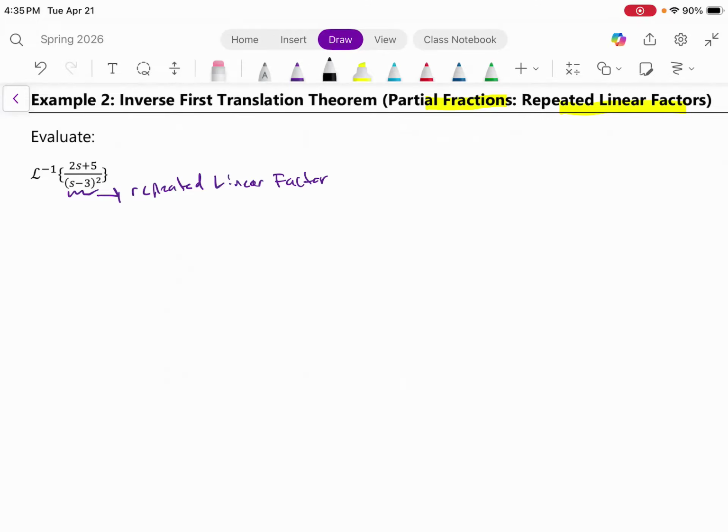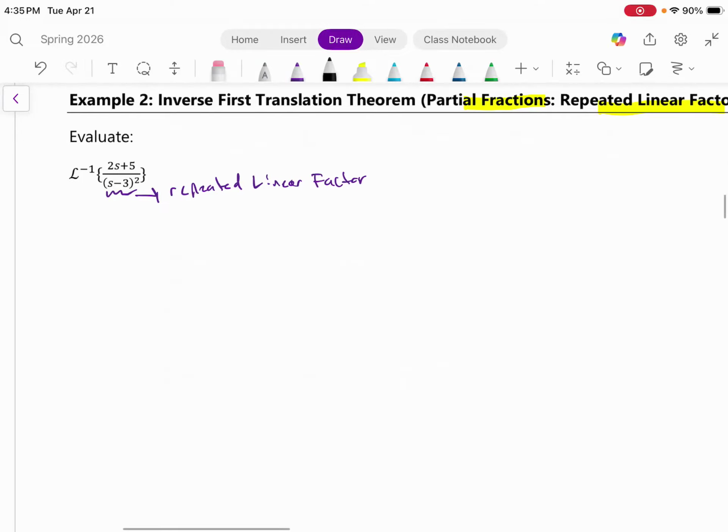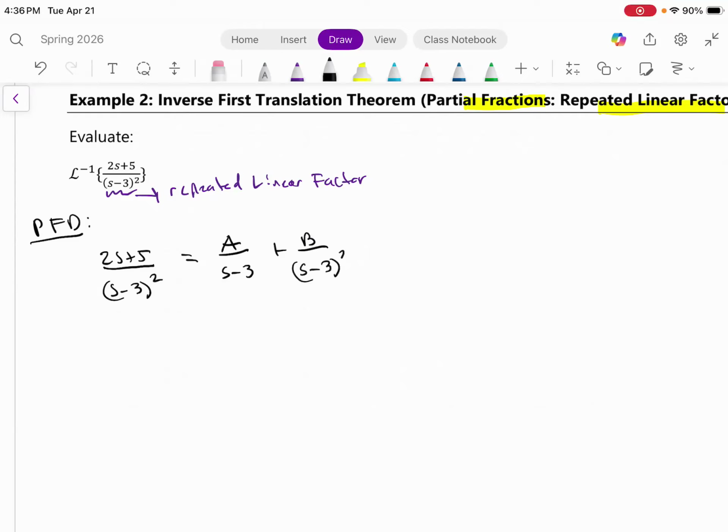Okay, so we're going to set up our partial fraction decomposition. So PFD, we'll set that up. And so we have 2s plus 5 over s minus 3 squared. And it's a repeated linear factor. So what we would have is A over s minus 3 plus B over s minus 3 squared. And so we want to figure out what A and B are.